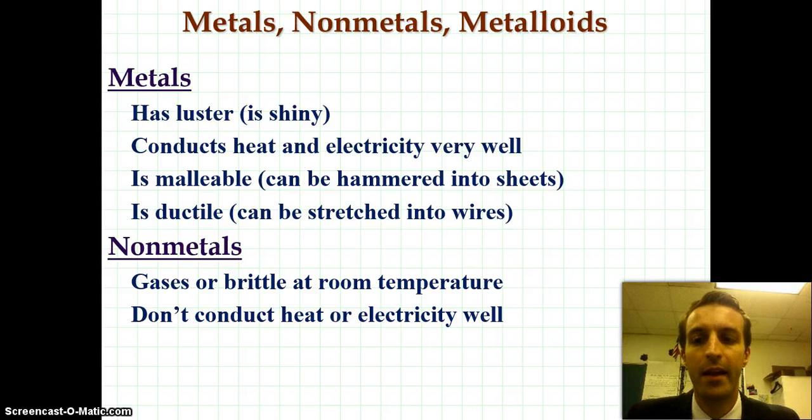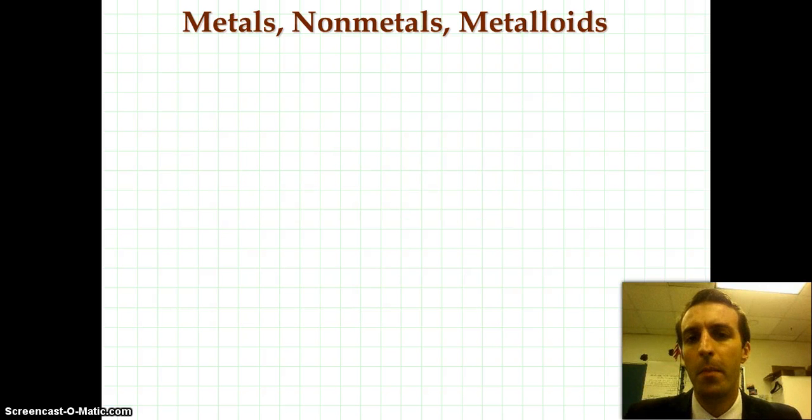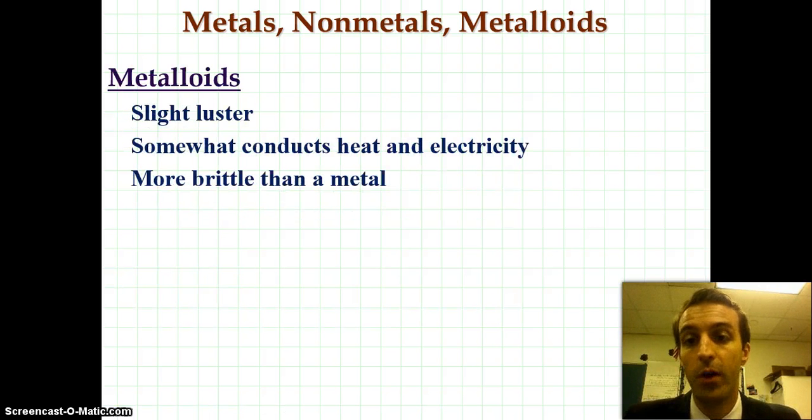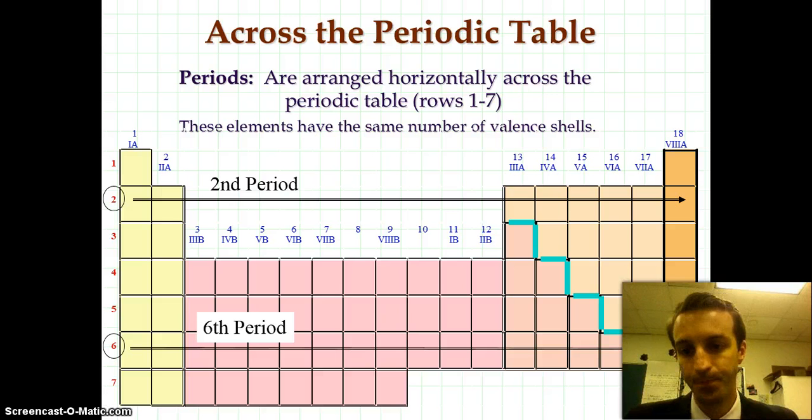Nonmetals, on the other hand, at room temperature, are either gases or very brittle. They shatter if you hit them with a hammer, and they also don't conduct heat or electricity particularly well. Metalloids, as you recall, are somewhere in the middle. They can be lustrous, maybe not as bright as metals. They somewhat conduct heat and electricity, and they are more brittle than metals are. So, metalloids sit right in the middle.